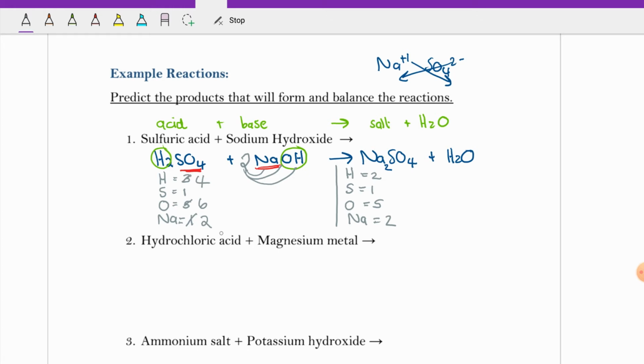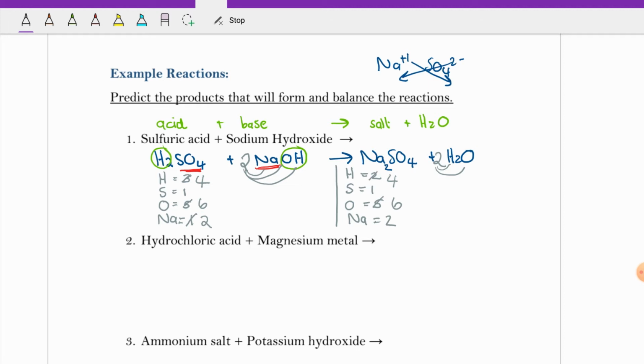Now the sodiums are balanced, but now you can see everything else is not balanced. So we need to now try and fix that. So let's look at hydrogen. We have 4 hydrogens on this side, and we only have 2 on this side. So if I put a 2 over there, that 2 times 2 hydrogens will give you 4, right? And then I will have 2 oxygens plus 4 oxygens, which will give me 6.